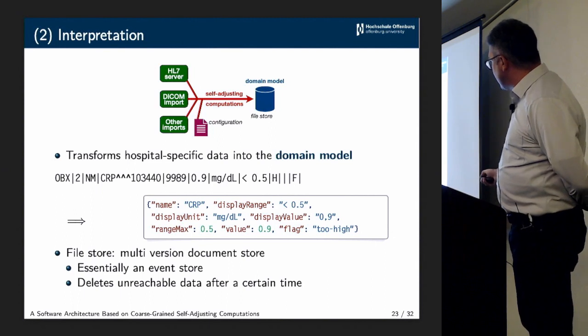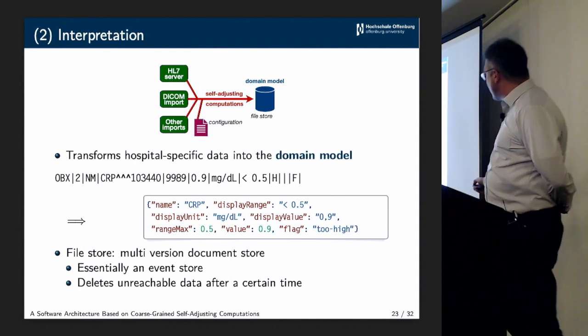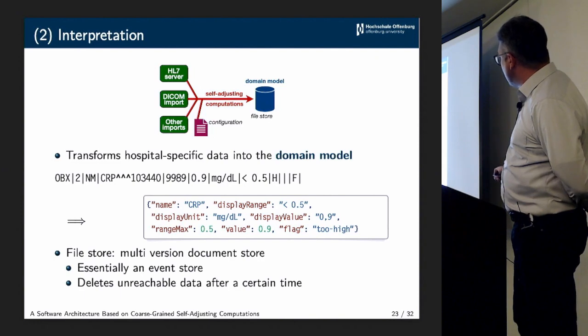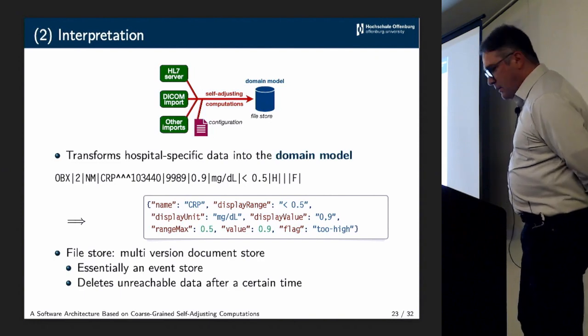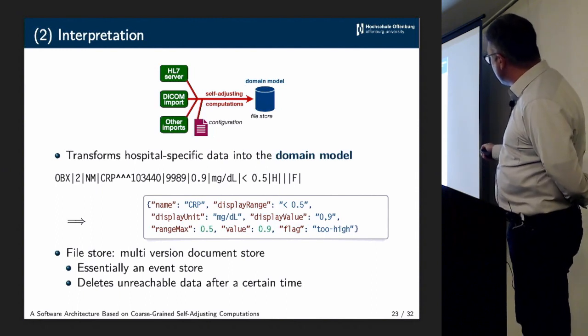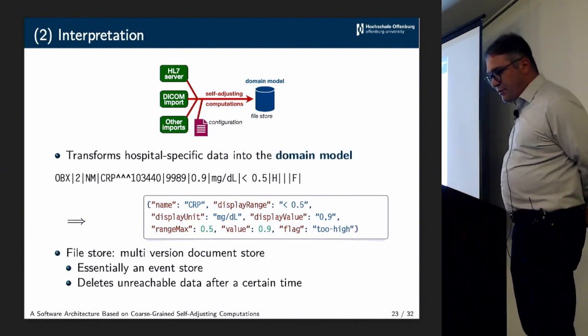So for example, that's part of an HL7 message. CRP, it's some inflammatory value, and it then gets transformed by the interpretation, here driven by self-adjusting computations, into our domain model. Now you see here the domain model is then persisted. So this blue thing is a persistence layer. It's persisted in a component called file store.